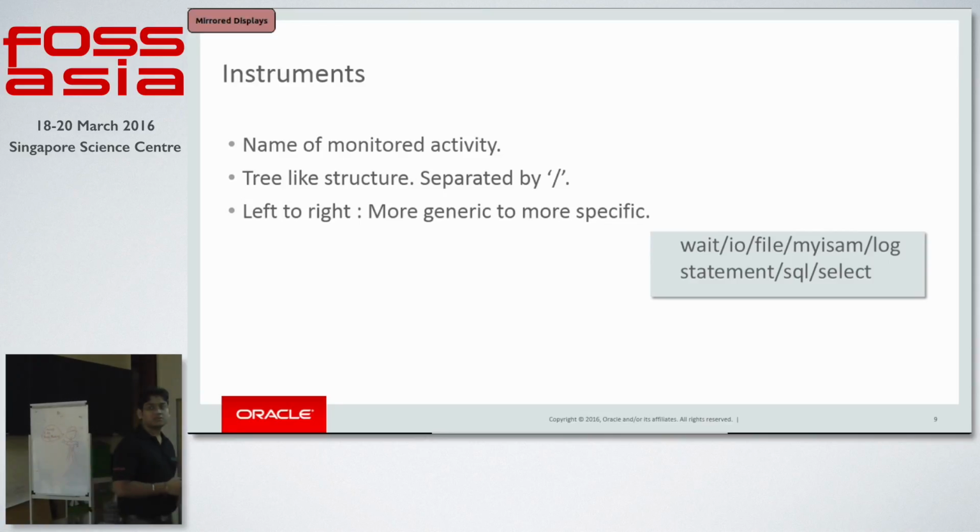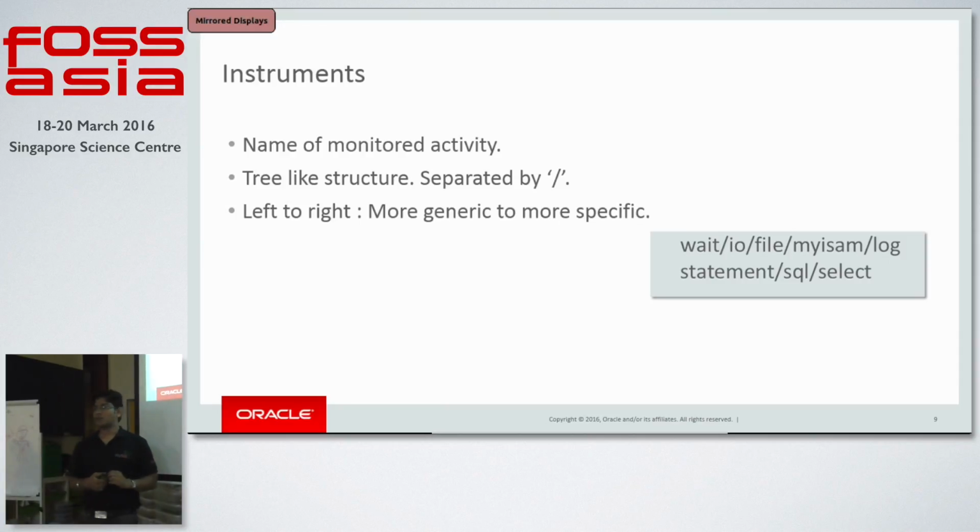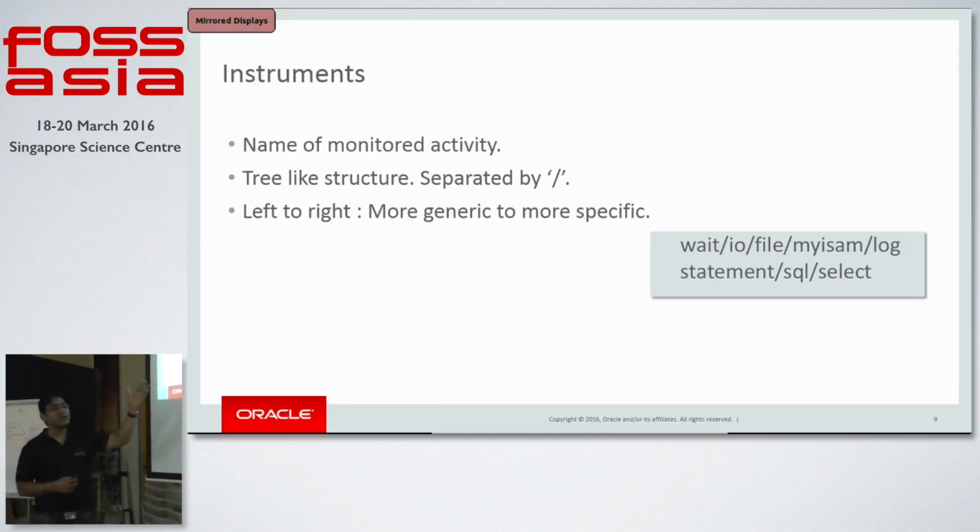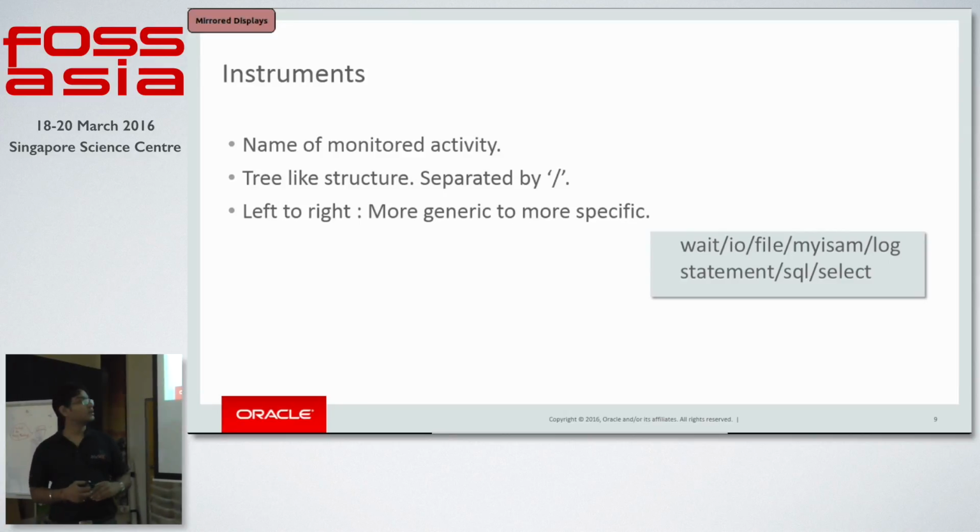And what kind of wait is it? It's an IO wait. Now IO could be on a table or file or socket. So this activity is for file IO. And what kind of file? It is the MySQL log file. So the very first instrument is monitoring any IO activity happening on the MySQL log file. So this is the name of that instrument.